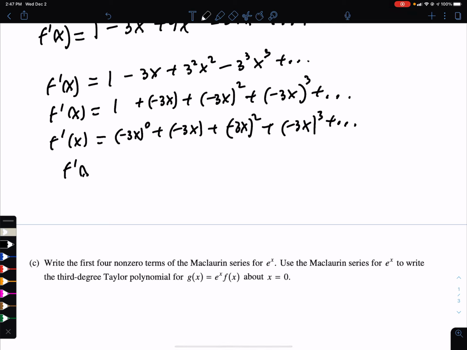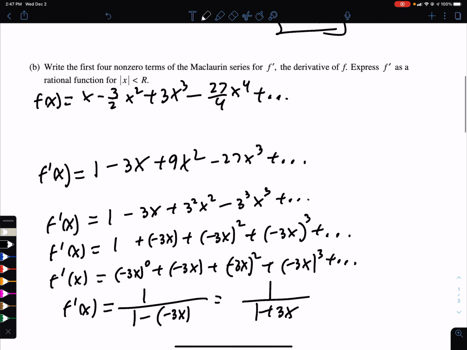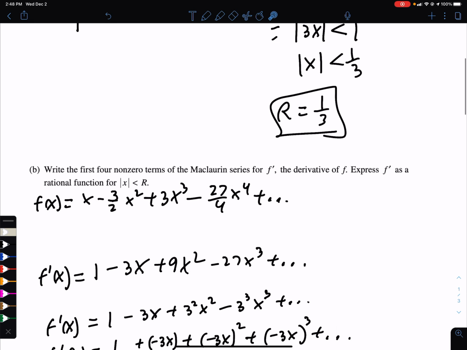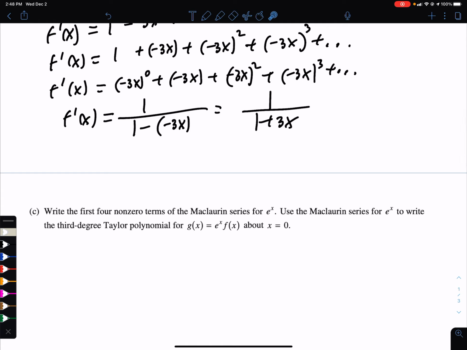So f prime of x, what's the sum of an infinite geometric series? It's the first term, which is 1, over 1 minus r, but r is negative 3x. So we get 1 over 1 plus 3x. So that only converges on the interval where 1/3 is your radius. So if you look at this, it's going to be negative 1/3 to positive 1/3. So that will be your function for the derivative.